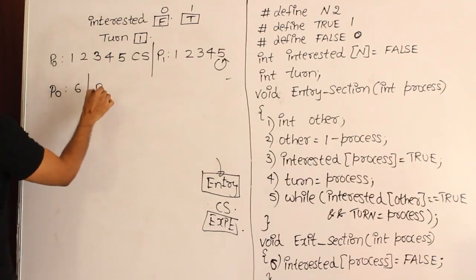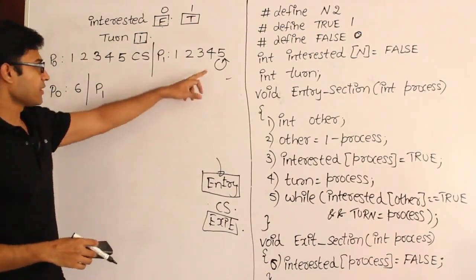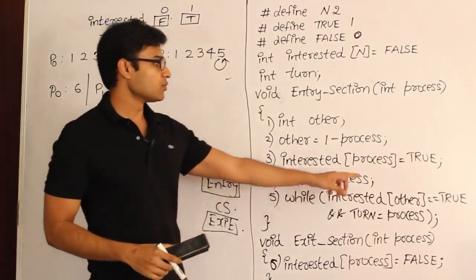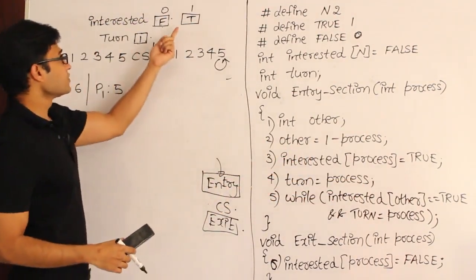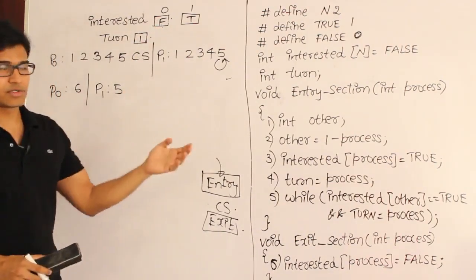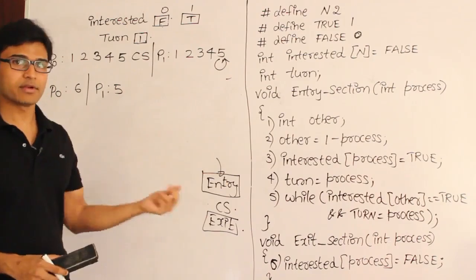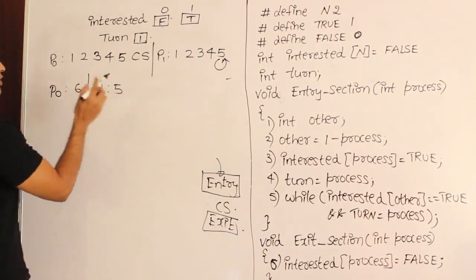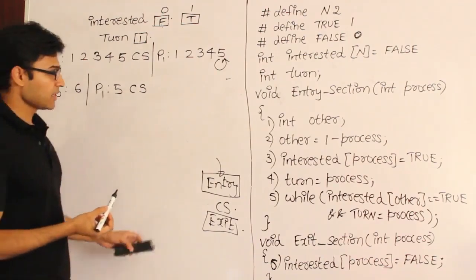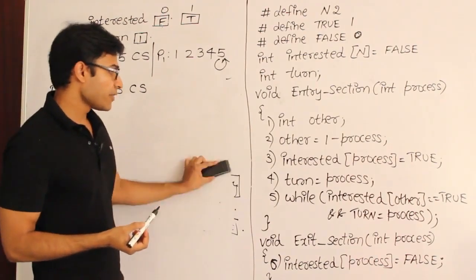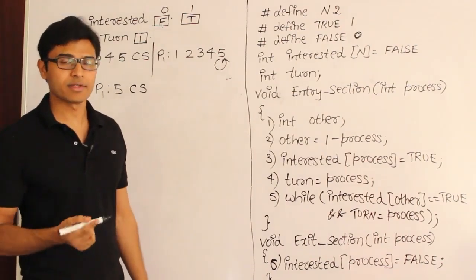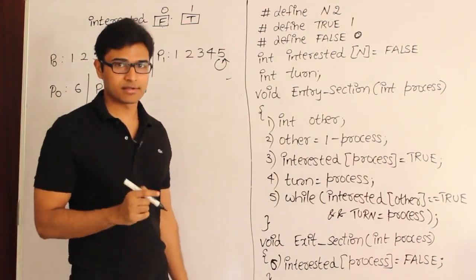Then if P1 gets into execution, it is still in line number 5. Let's see what happens in line number 5 now. Interested of other equal to true. Now is the interested of 0 true? No, it is false. Therefore it is going to break. Therefore only if the other process shows that it is not interested, can you enter into the critical section, right? So at this point you can enter the critical section because P0 has come out. So one thing you should understand here is, as long as the other process is not interested, you can always enter the critical section. Therefore progress is guaranteed, isn't it?